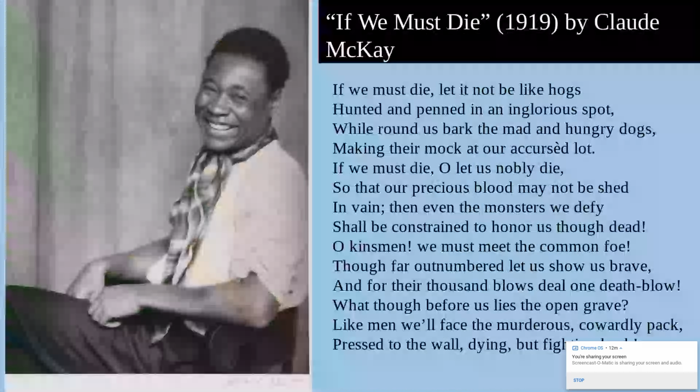Claude McKay responds to the 1919 Red Summer, the mass lynchings in many northern and southern cities, with a piece here called If We Must Die. You can connect this to the efforts for armed self-defense, for fighting back at the time. Not just accepting the mass lynchings, but actually taking up arms and fighting back. And Claude McKay captures that really well here.